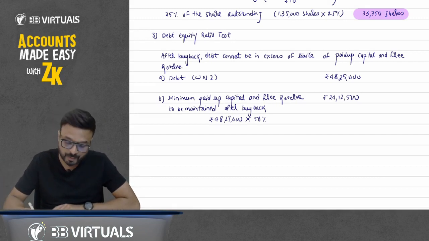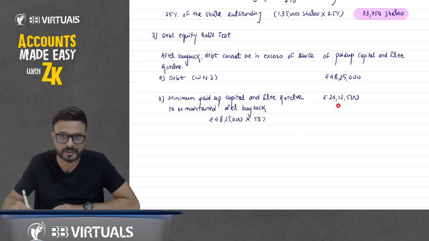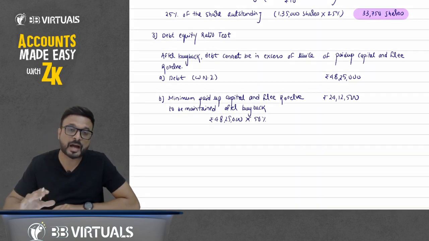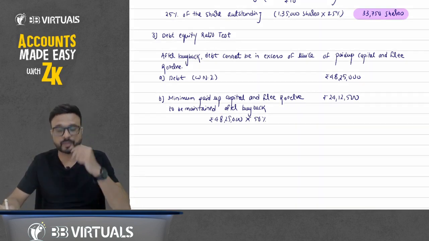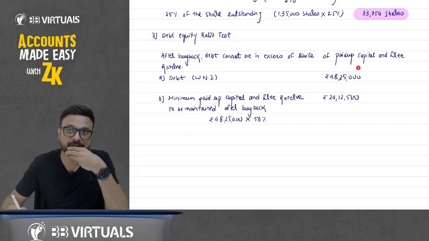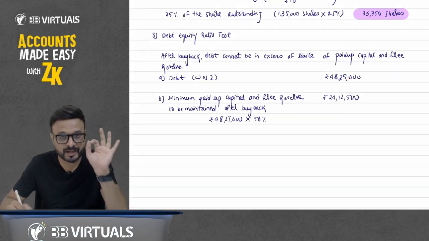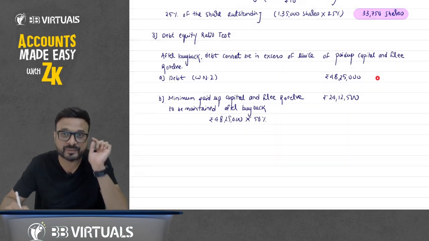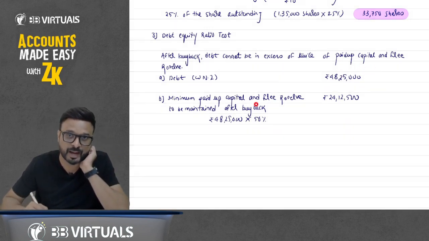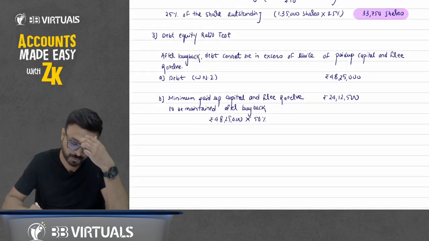Why? Suppose it is lower, just for understanding purposes, take a lower figure than this 24. Suppose it is 24 lakh. Your paid up capital and free reserve after buyback is 24 lakh, and twice of 24 lakh will come to 48 lakh. So your debt will be more than 48 lakh. This is 48 lakh 25. So your paid up capital and free reserve should be at least 50% of your debt. So after buyback, your paid up capital and free reserve should be 50% of your debt. Okay.